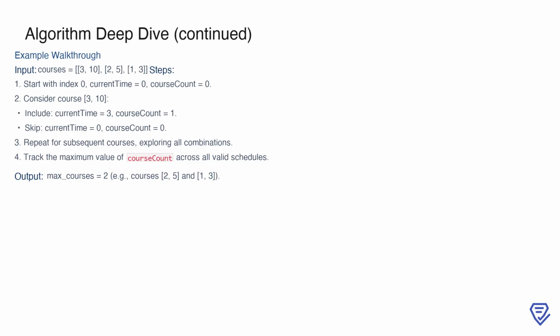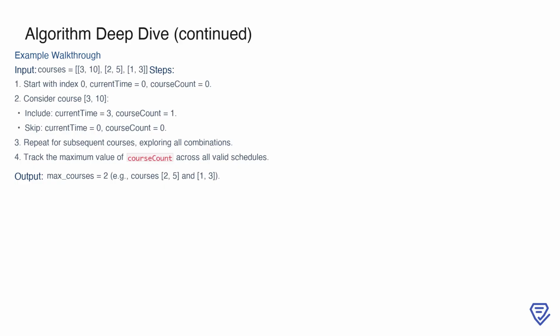Suppose the input courses are [3, 10], [2, 5], [1, 3]. We start with the first course at index 0, with current time and course count both initialized to 0. For the course [3, 10], we consider two options, including it or skipping it. If we include it, current time becomes 3, and course count increases to 1. If we skip it, both current time and course count remain unchanged.